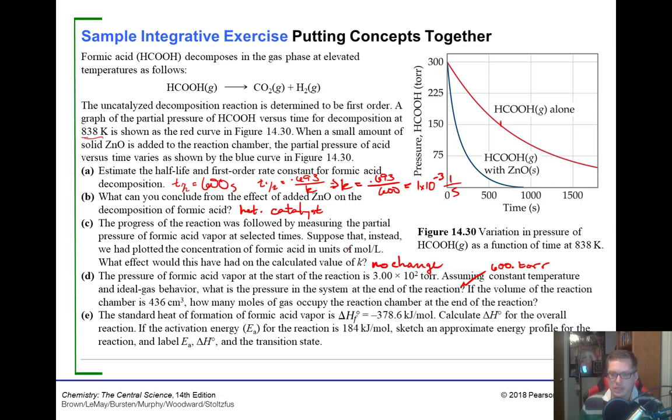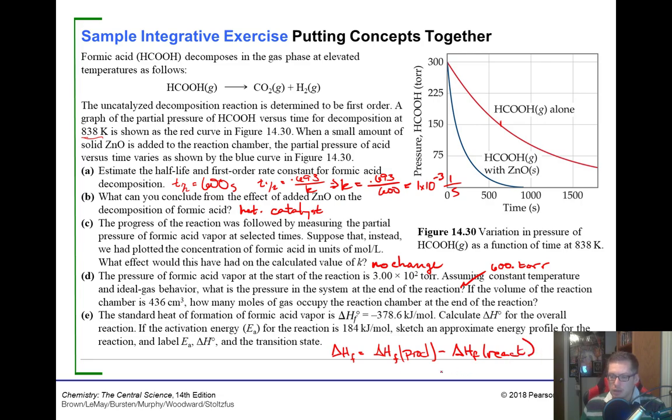All right. E, the standard heat of formation of formic acid is this. Calculate the delta H for the overall reaction if the energy of activation for the reaction is 184 kilojoules per mole. Sketch an approximate energy profile. So this is going back to our thermochemistry here. Remember, the enthalpy of reaction is equal to the delta H of formation of the products minus the delta H of formation of the reactants.